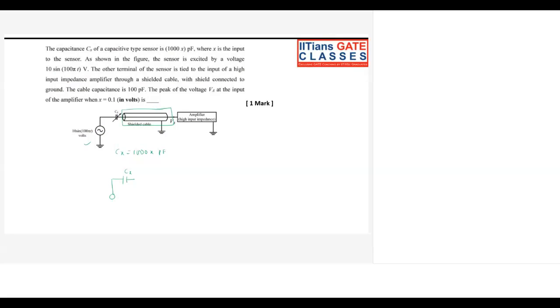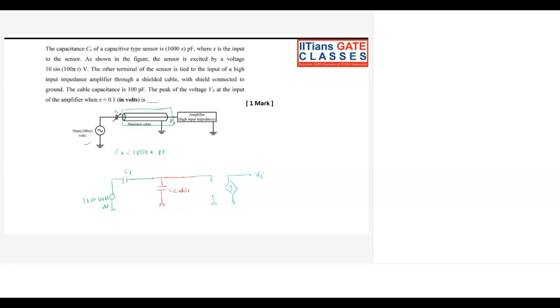Here is my supply, that is 10 sine 100 pi t volts. Then we have the shielded cable. If you're going to model the shielded cable, it would be something like this. Here we have a capacitance between this wire and the ground. Let it be C of cable, and then we have the high input impedance amplifier. I just showed you how we are going to model a high input impedance amplifier. We have the infinite input impedance, and then we have the output voltage from here. So this is going to be my output. We just have to multiply with the gain, because there is no loading here.